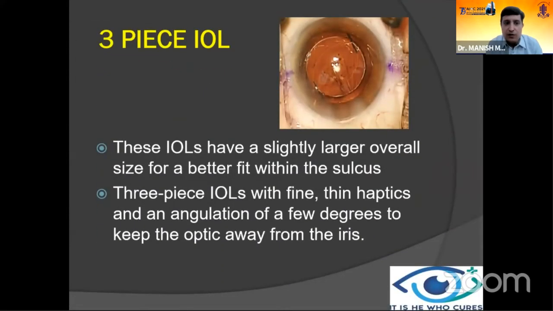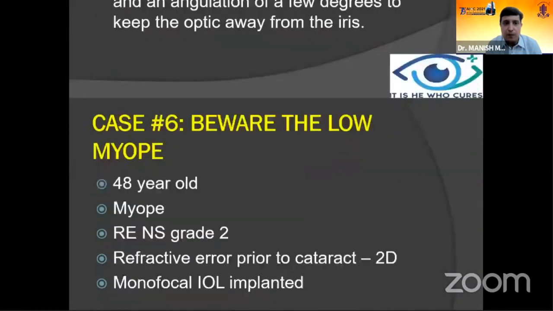So the good choice would have been a 3-piece IOL in these cases, as the optic overall, the size of the lens, is big. It centers well in the sulcus, and the haptics are angulated in such a fashion that the optics don't rub the iris, and you can even go for an optic capture here, where the lens can be well stabilized. So a 3-piece would have definitely been a better choice.